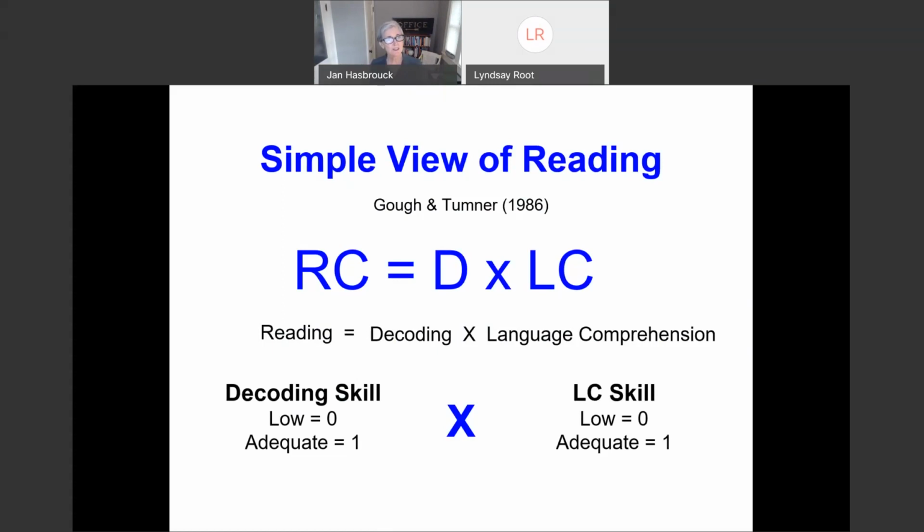Our students with dyslexia are the opposite. They often have adequate to high language comprehension. Their difficulties, mild, moderate, severe difficulties, are on the D side of the equation, the decoding and word recognition.